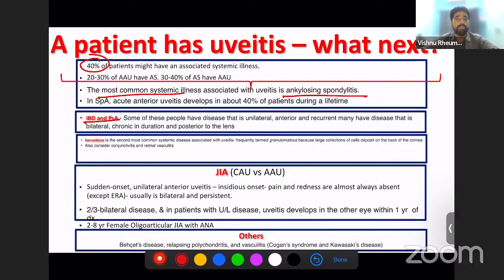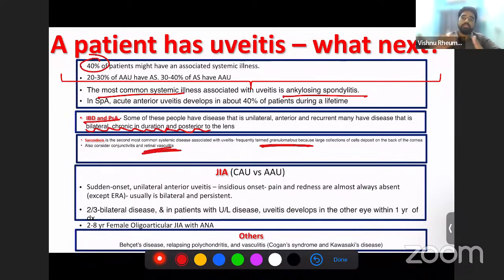But what is to be remembered is in psoriatic arthritis especially, a lot of times it is chronic bilateral posterior uveitis that happens. Sarcoidosis, the second most common systemic disease with uveitis. Here it is called granulomatous uveitis because lots of cells are deposited here. And also here you should always remember that it's not just a uveitis, but sarcoidosis can involve any part of the eye, including a sinister complication that is retinal vasculitis as well.